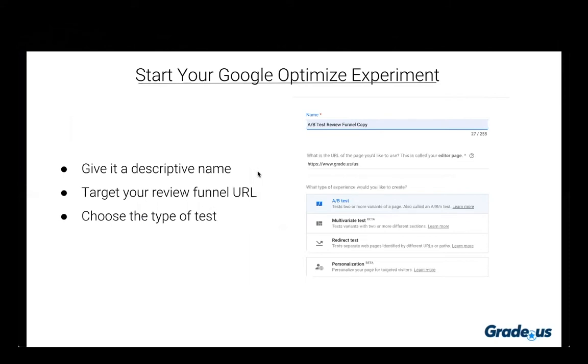So you create your first experiment. You come in with a name, and this goes back to the best practices in naming. Make sure, especially if you're going to be using a lot of tests, to use a descriptive name so you know what it is referring to. And then you can see here which page you're targeting. In our case, I was using the GradeUs review funnel, which is just GradeUs/us.